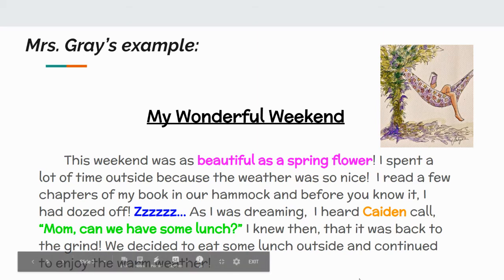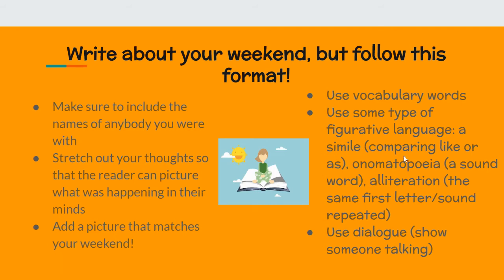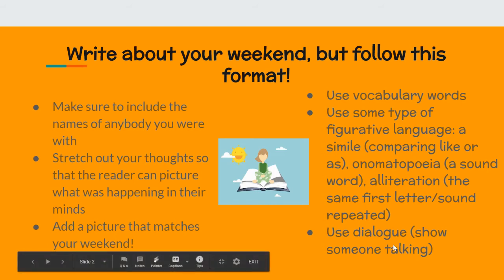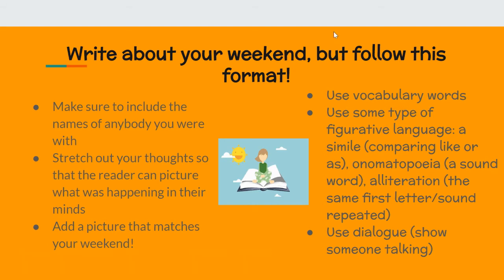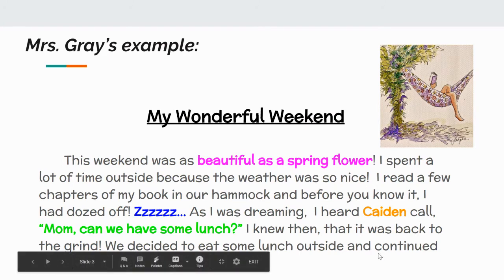So I tried to, like I said, highlight the different things that I included, but I'm missing one. If I were to go back to my little checklist, I know that it's something from this side. I've used some figurative language. I did use dialogue. I showed that Caden was talking, but I didn't use a vocabulary word. So this is how you can use this checklist. Then you would go back, reread it, and see where you can add one in. Okay. Then on the last page, this is where you'll do your writing.